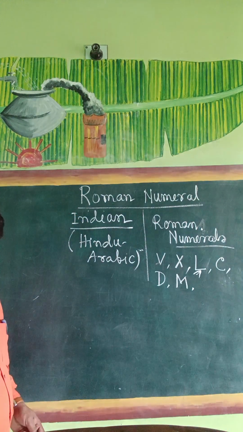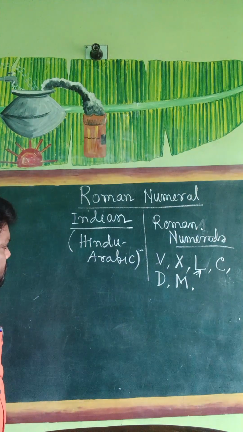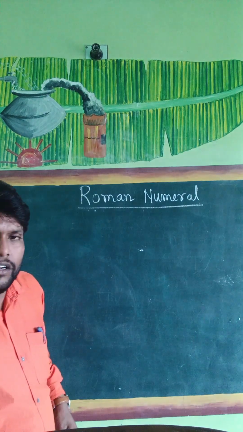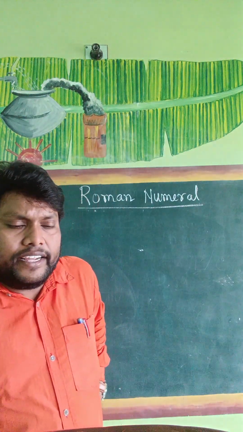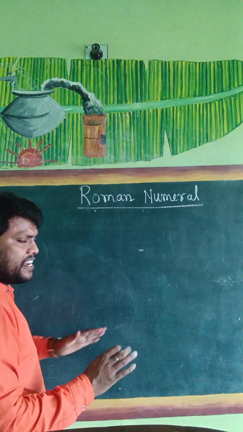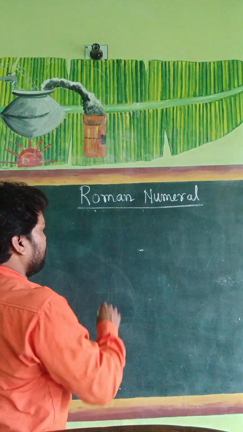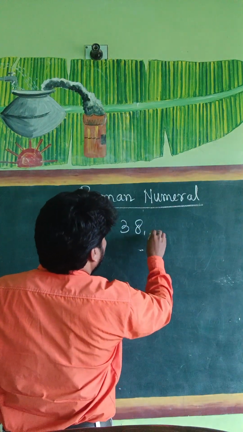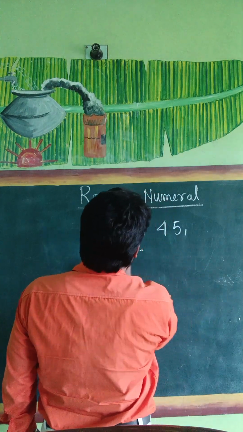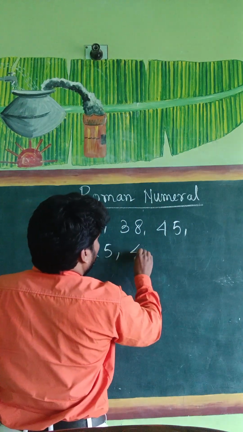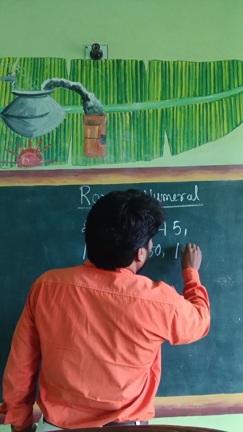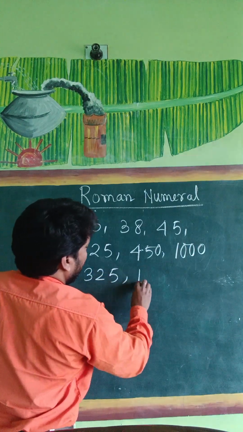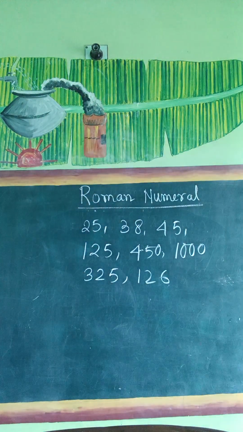Okay, I hope I have made it understood. Now, if you practice some examples, then it will be clear. Now I am writing some Hindu-Arabic numbers, that means the Indian system. Suppose 25, 38, 45, 125, 450, 1000, 325, 126. Now, very easy.